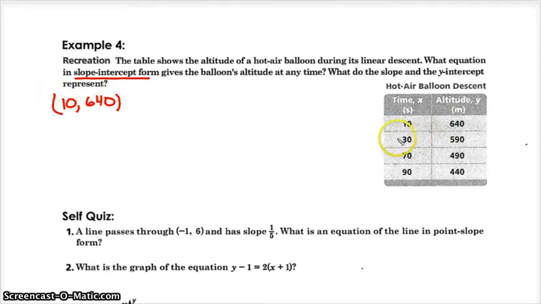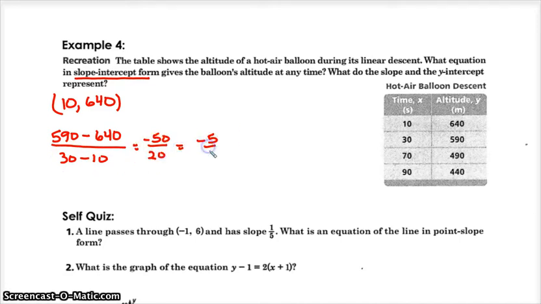And then I have to find the slope. To do that, I'm going to do y2 minus y1. That's 590 minus 640 divided by 30 minus 10. So 590 minus 640 is going to be negative 50. And 30 minus 10 is 20. So my slope is negative 5/2. That makes sense because this hot air balloon is descending.